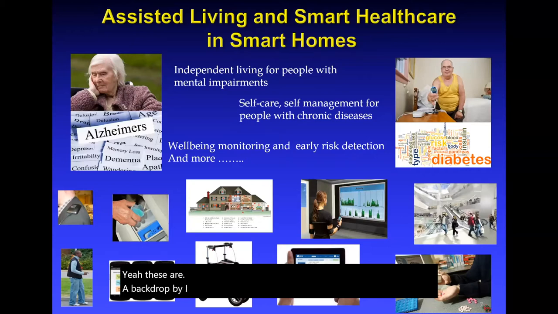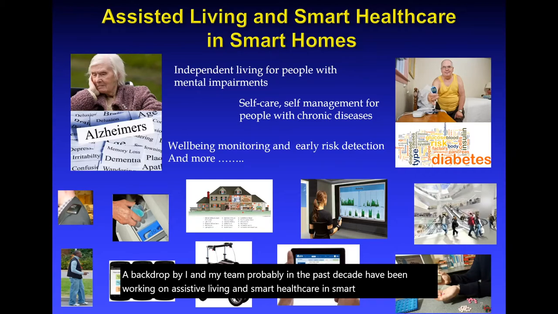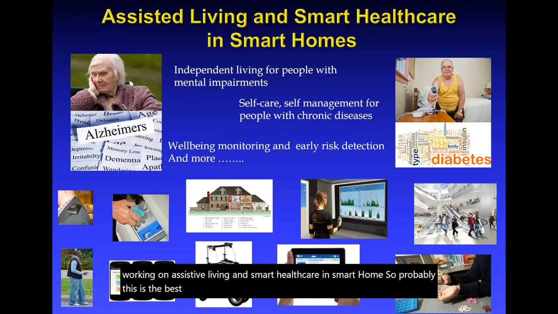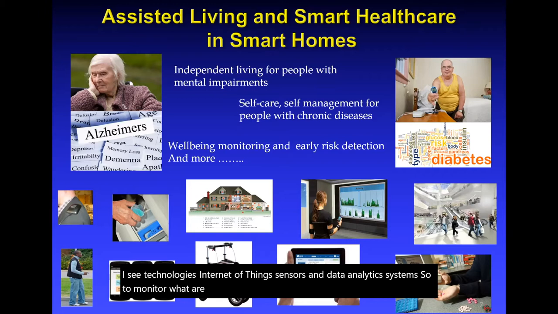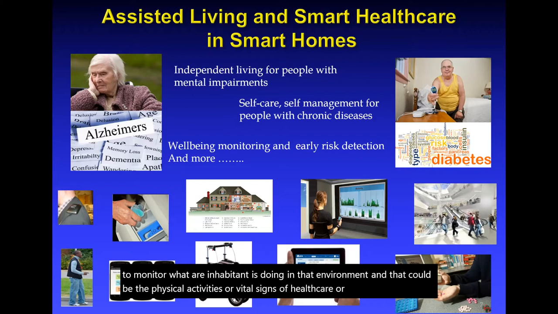I and my team, in the past decade, have been working on assistive living and smart healthcare in smart homes. Probably this is the best application scenario for the user-centered human-machine system. The idea in smart healthcare within a smart home is to deploy ICT technologies like Internet of Things, sensors, and data analytics systems, to monitor what an inhabitant is doing in that environment. That could be the physical activities or vital signs of healthcare, or the physiological parameters.